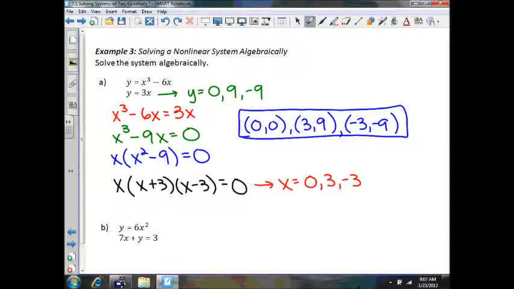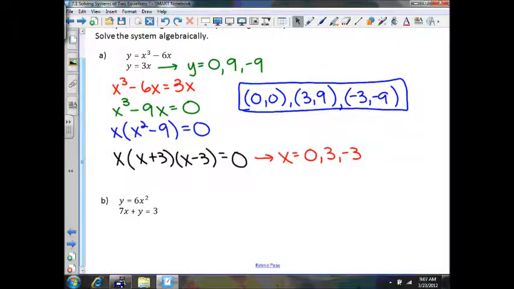If you can factor, factor. If you can't, you have to complete the square or use the quadratic formula if it's a quadratic equation. This is not.